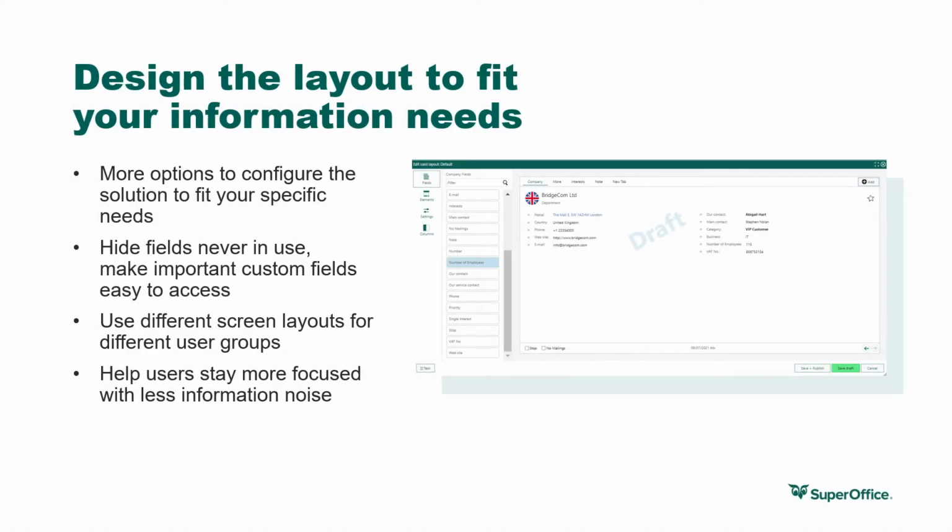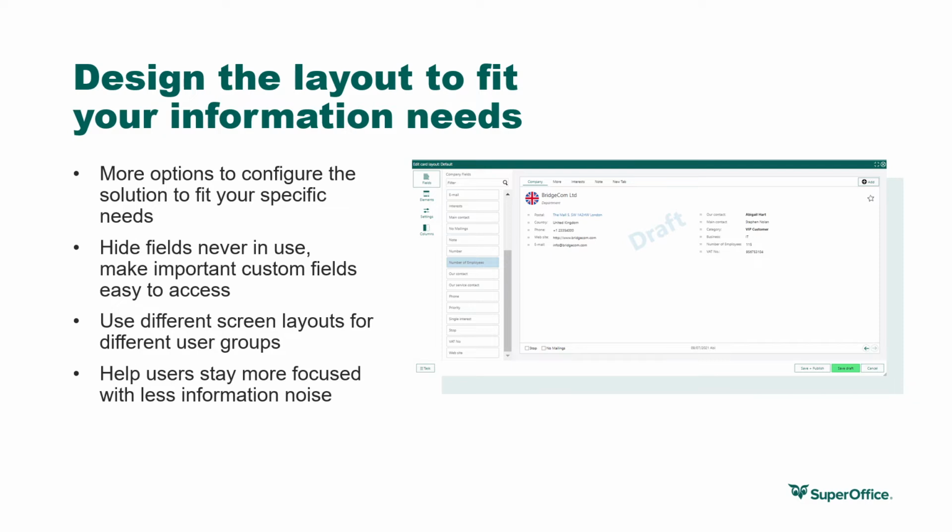So when you've customized your fields and lists in SuperOffice, then the next step is to configure the layout. And the new screen designer that we've introduced in SuperOffice 10 lets you configure the layout of the company and contact screens to fit your information needs and workflows better. For example, you can create different layouts to match the needs of different teams and user groups in your company. And with configurable screens, you can get more options to configure your CRM solution to fit your specific needs.